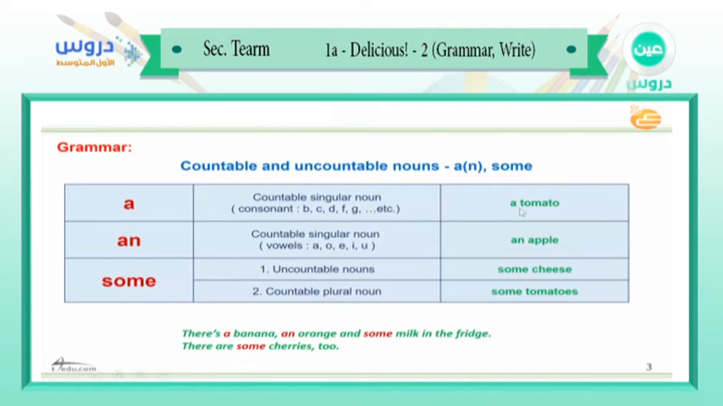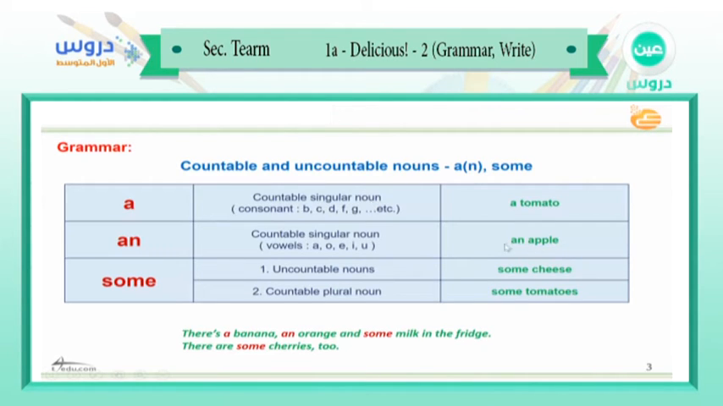Okay? For example, tomato. Tomato is countable. 1 tomato, 2 tomatoes, 3 tomatoes, and so on. Singular, tomato. 1 tomato. I didn't say tomatoes. No, tomato. Okay? It is a noun. So I can say a tomato. Okay? An is the same as a. It's the same. Countable, the same. Singular, the same. Noun, it's the same.